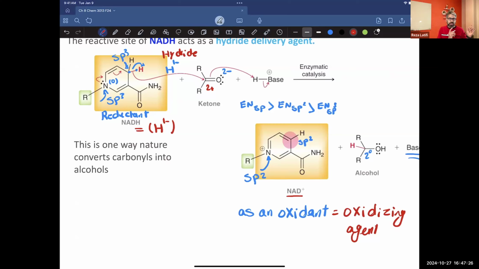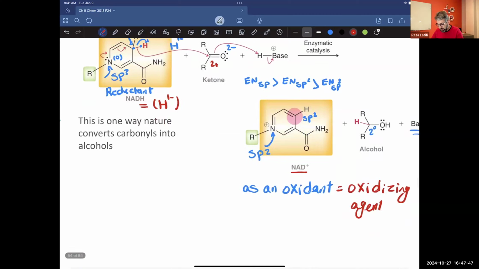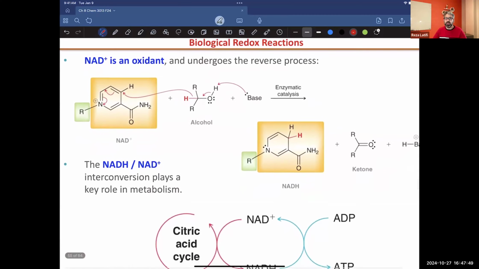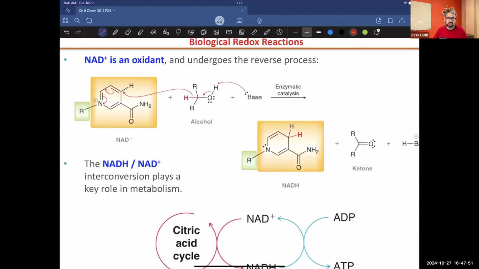Okay, now I had the ketone, I reduced it, and I turned it to alcohol. Is it possible to oxidize alcohol and turn it to ketone or aldehyde? Yes, we practiced a good number of examples in the last couple of lectures. And the question is, who's going to do it in our body? And in our body, again, NAD plus is capable of doing that.